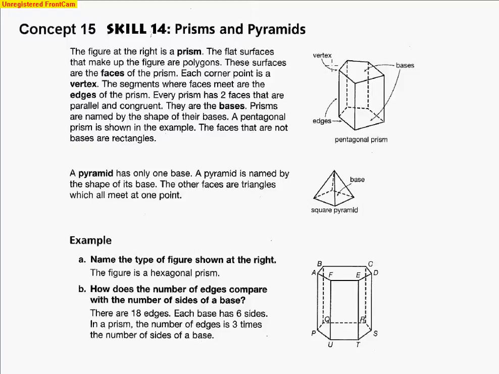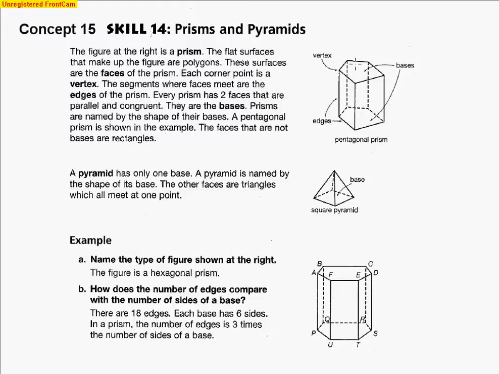So right here, this one right over here, is a prism. And the flat surfaces that make up the figure are polygons. And so you can see how we've got some flat surfaces on the top and the bottom and along the sides as well. And so these surfaces are called faces of the prism. So we've got the faces going around here. And the special type of face is the top and bottom, and those are called bases. And so the surfaces are faces of the prism.